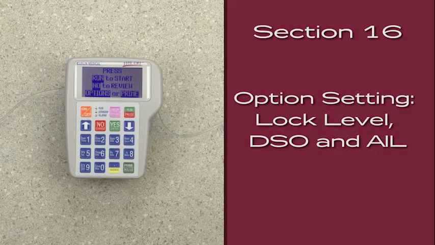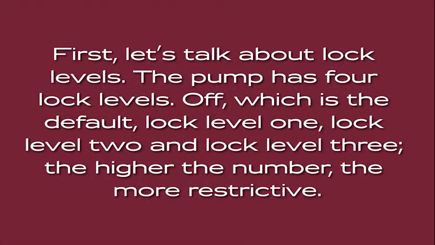Option settings: lock level, downstream occlusion, and air in line. Next, we're going to set our lock level, our air sensor, and our downstream occlusion setting. First, let's talk about lock levels.